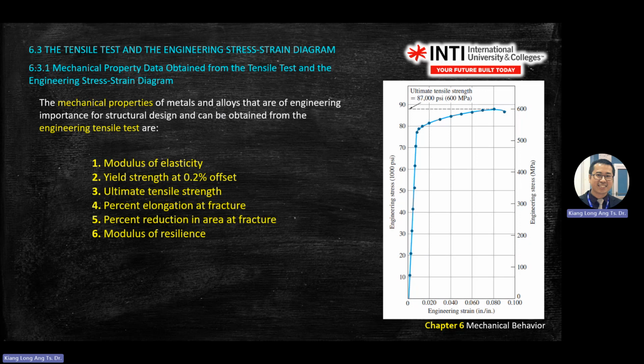Percentage of elongation at fracture, you know. Percentage of elongation is actually you take the longitudinal strain and multiply by 100%. You are pulling longitudinally. Don't confuse with the lateral. In normal application, we only focus on longitudinal. When you do analysis and see Poisson's ratio, then only you consider lateral.